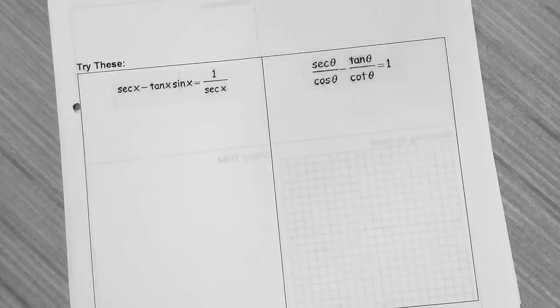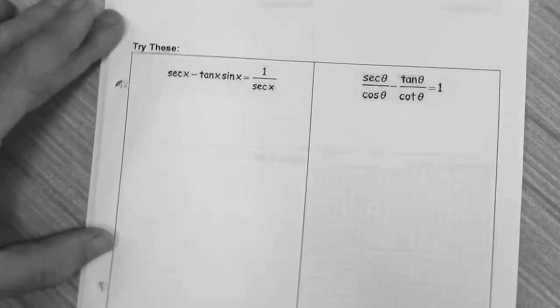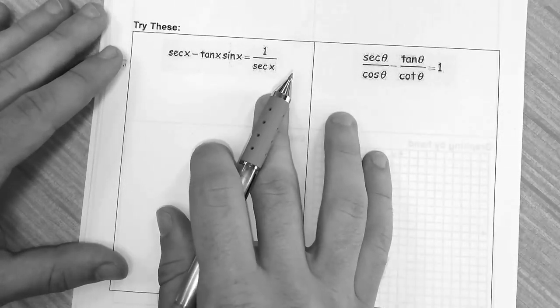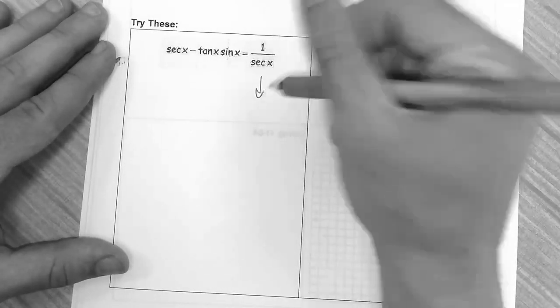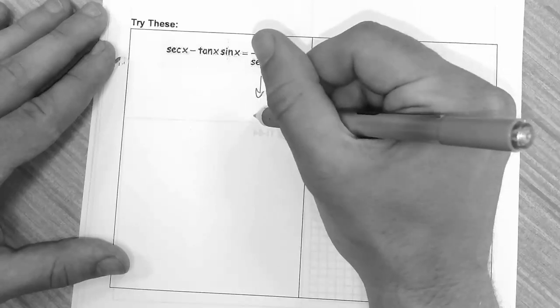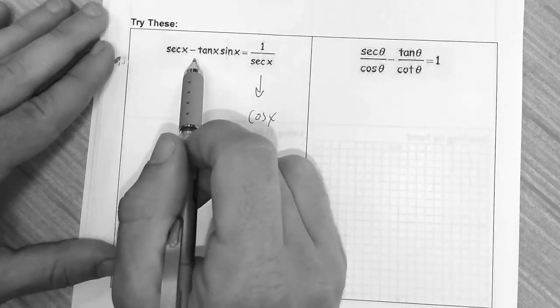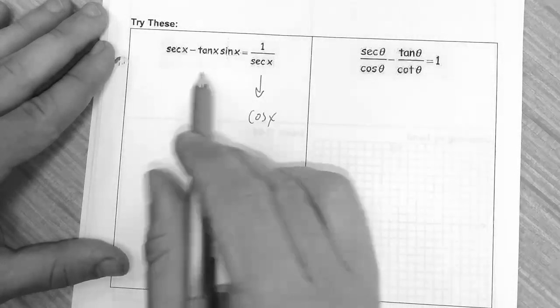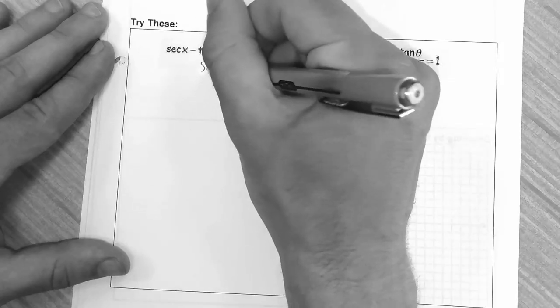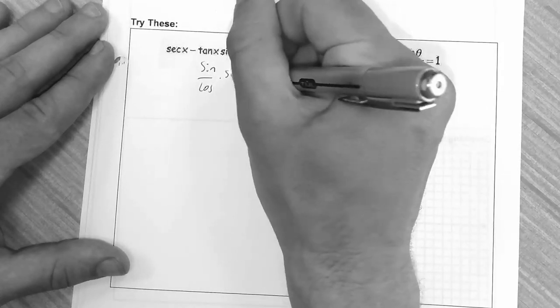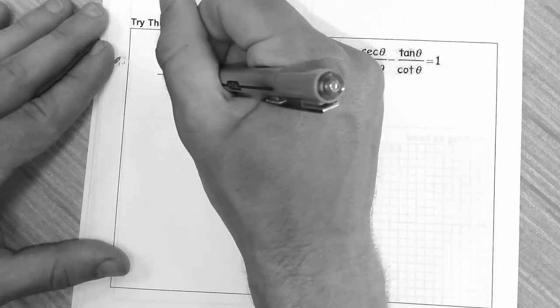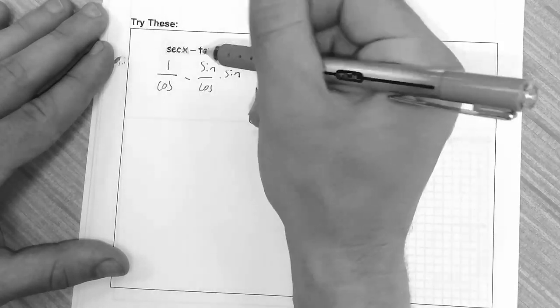All right. So, we got some identities. You're proving that these two are the same. Something that stands out to me here is this 1 over secant is the same as cosine. So this whole thing needs to be equal to cosine. Let's convert things to sine and cosine. What's tan times sine? Tan is sine over cosine times sine, and this is 1 over cosine.